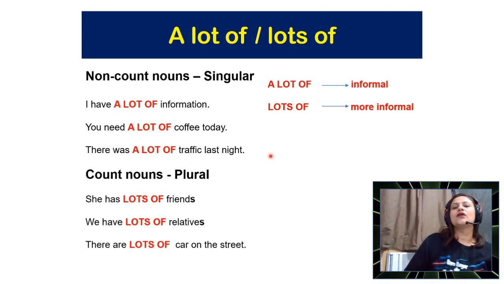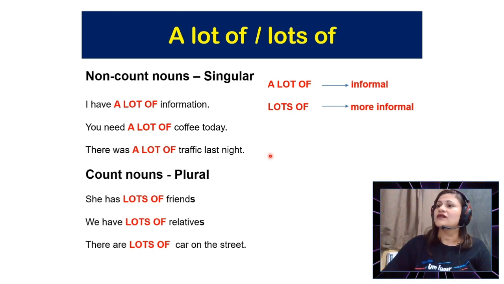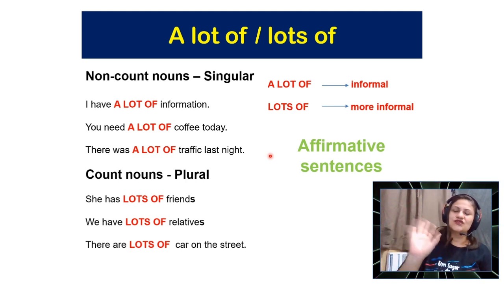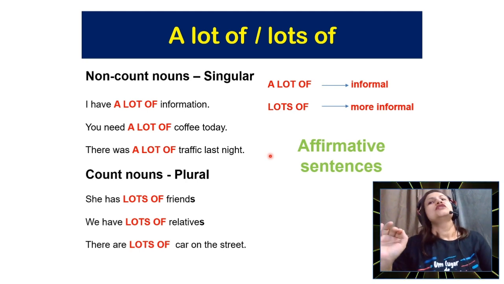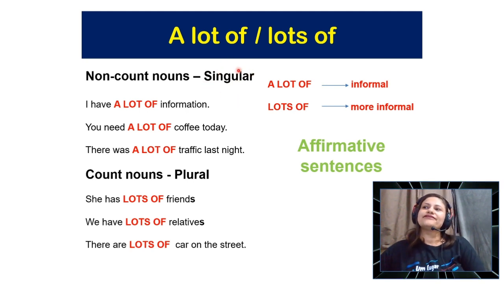When I use these, this is for affirmative sentences. Just for affirmative sentences. Just. Okay? We can use a lot of, lots of in negative sentences or questions, but these words don't match. So, for non-count nouns, singular, or count nouns, singular or plural, whatever, I use these two words for both cases. Non-count nouns or count nouns, I can use them in these two situations, okay?